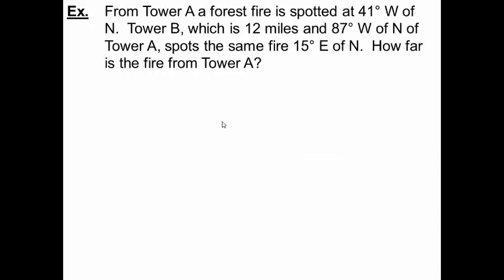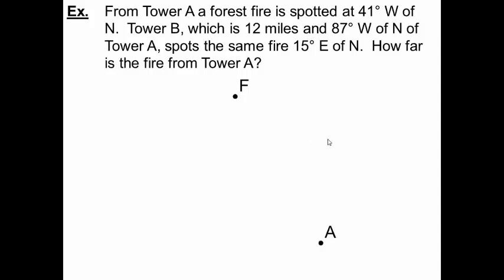Let's apply that to a word problem. Now normally you would be given the picture and then asked to solve from there, but this one I wanted to go ahead and go through the whole process of drawing the picture just for fun. So we have, from Tower A, a forest fire is spotted at 41 degrees west of north. So we have Tower A, we have a forest fire, and it is spotted 41 degrees west of north. In other words, it's not due north, it's 41 degrees west of north.